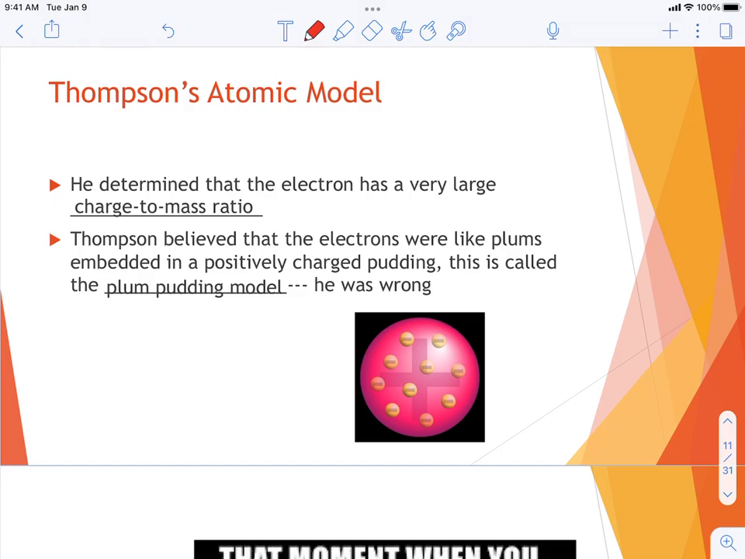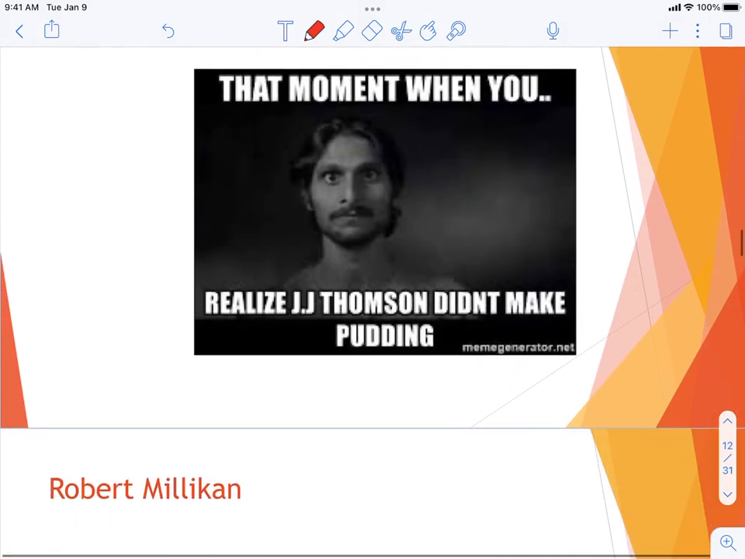That's more just information. But he had something called the plum pudding model. So he thought these electrons, as I said in the previous slide, 2 slides ago, were in the nucleus. Kind of in this pudding, he called it, plum pudding model. So we know, again, the electrons are on the outside, but he envisioned them on the inside. That's the plum pudding model. He was wrong.